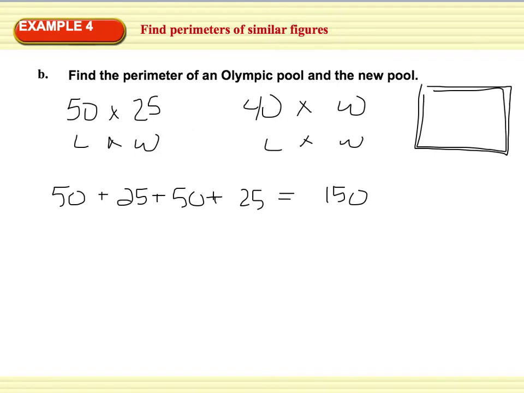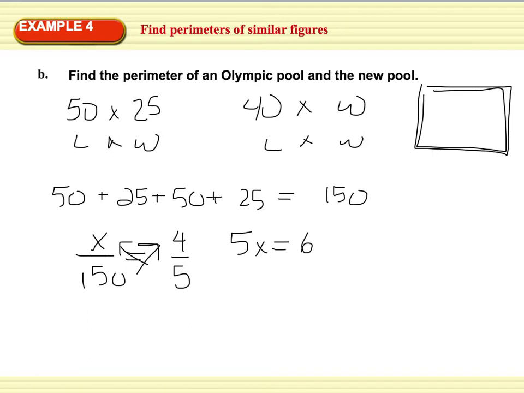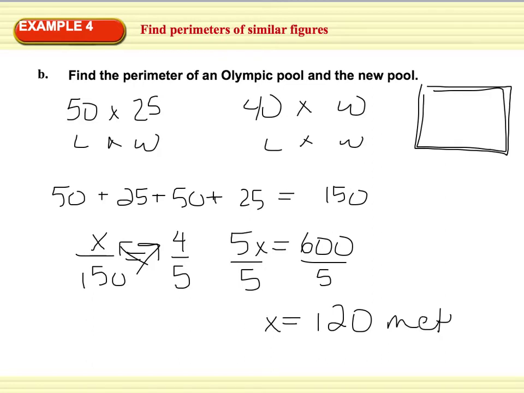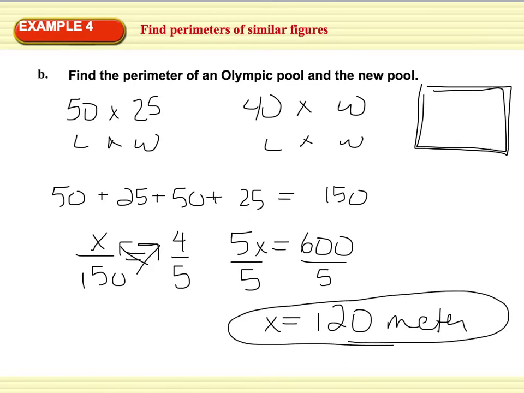You can use the perimeters of similar polygons theorem to find the perimeter of the new pool. So we have new pool over Olympic equals the scale factor. New pool over Olympic. Cross multiply, 5x equals 4 times 150 is 600. Divide by 5, divide by 5, x equals 120. This is the perimeter of the new pool. Okay, we just use that perimeter of similar polygons theorem to write your proportion.